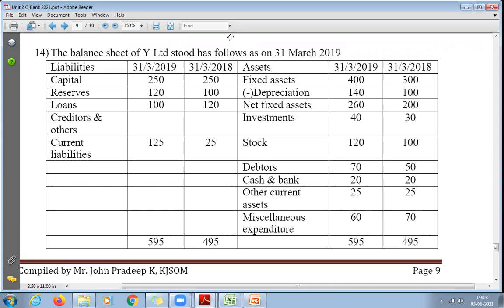The balance sheet of Y Limited stood as follows as on 31st March 2019. Capital 250, 250, reserves 120, 100, loans 100, 120, creditors and others nil, and other current liabilities 125, 25. Assets, fixed assets 400, 300 minus depreciation 140, 100. Net fixed assets 260, 200. Investments 40, 30. Stock 120, 100. Debtors 70, 50. Cash and bank 20, 20. Other current assets 25, 25. Miscellaneous expenditure 60, 70. Total 595 and 495.